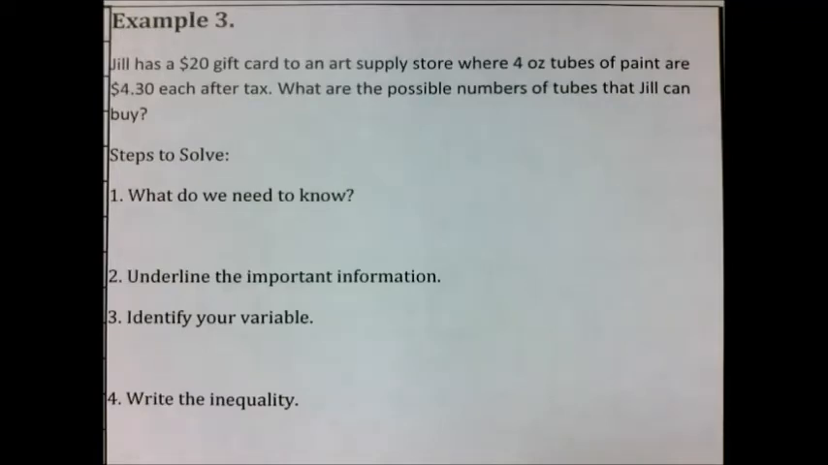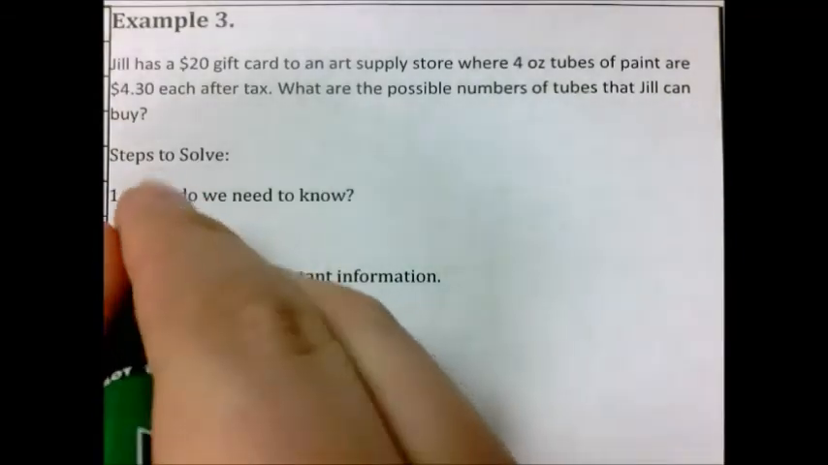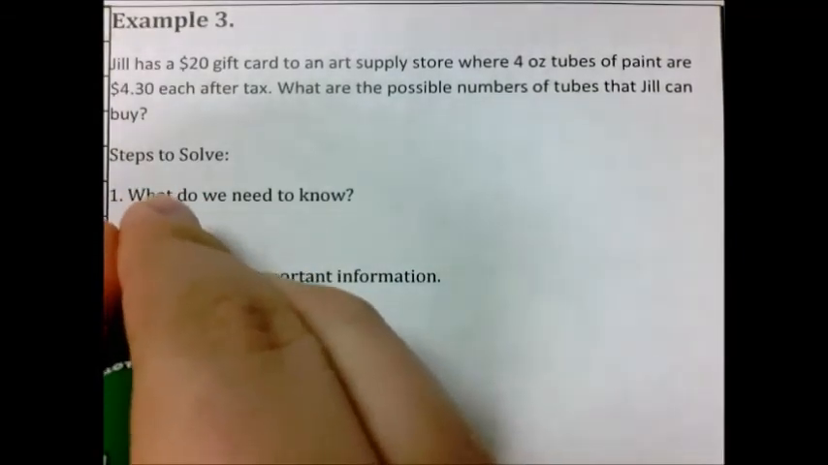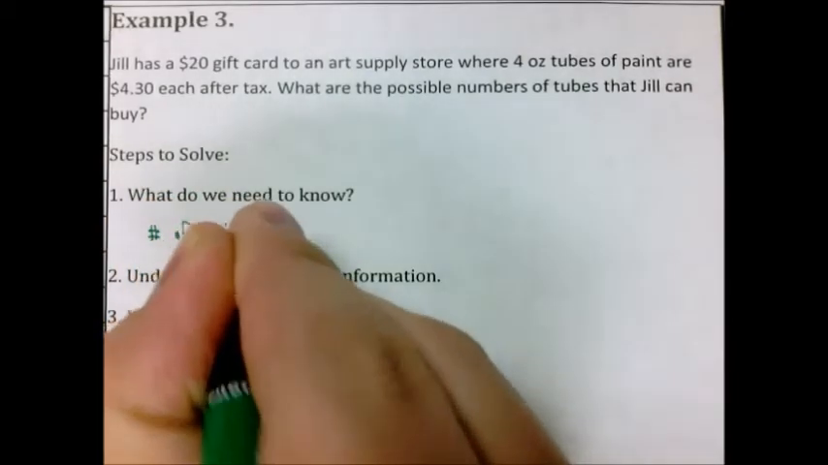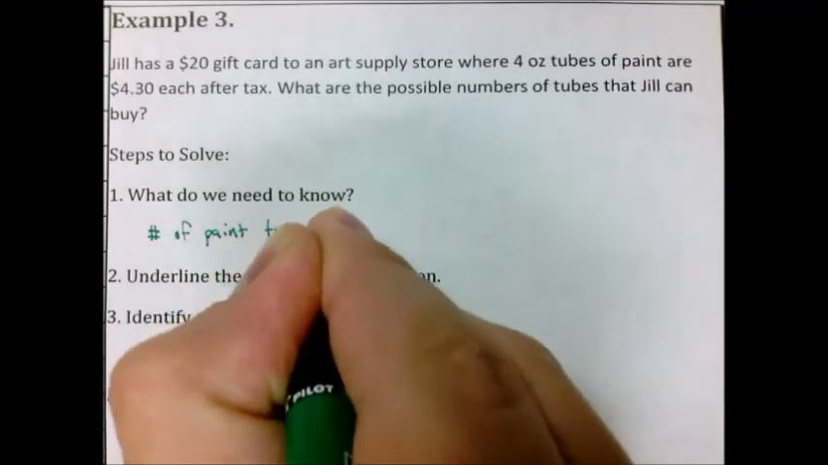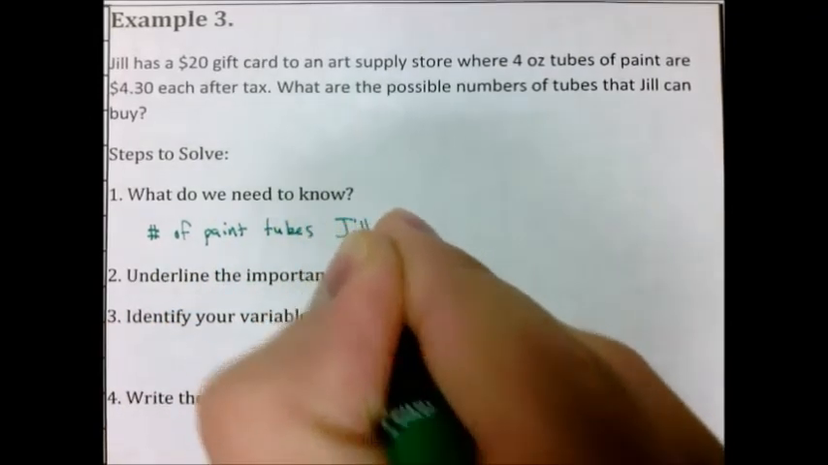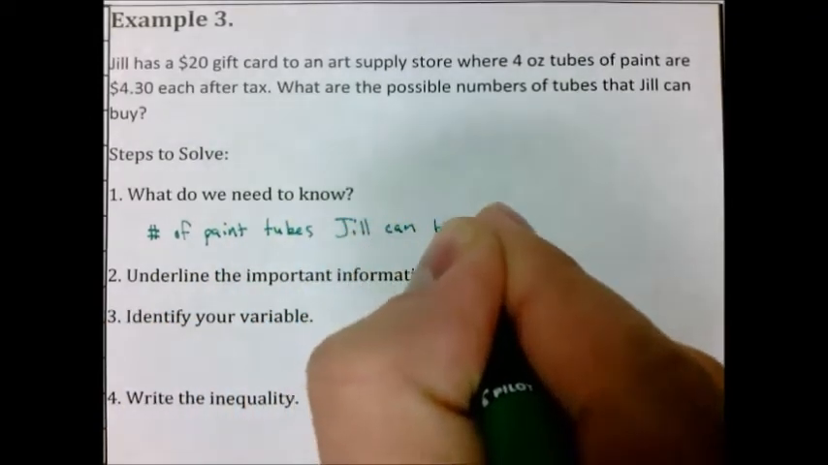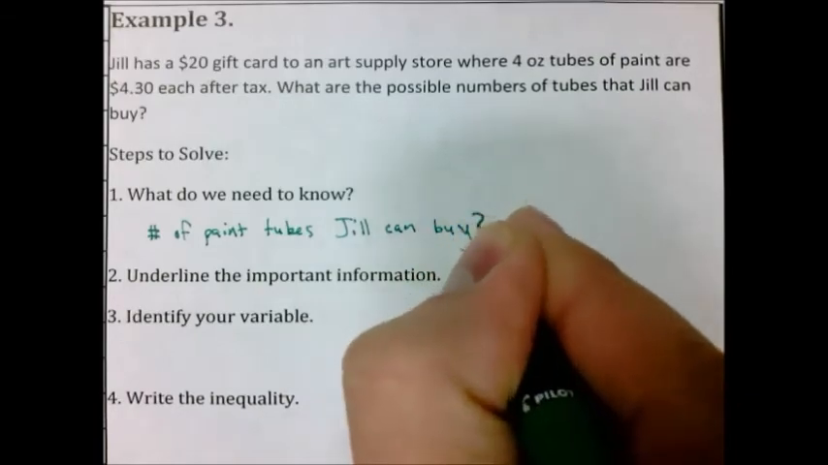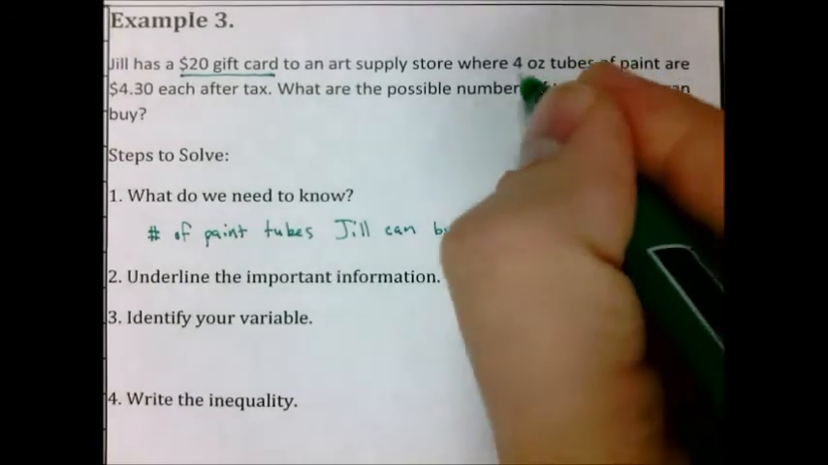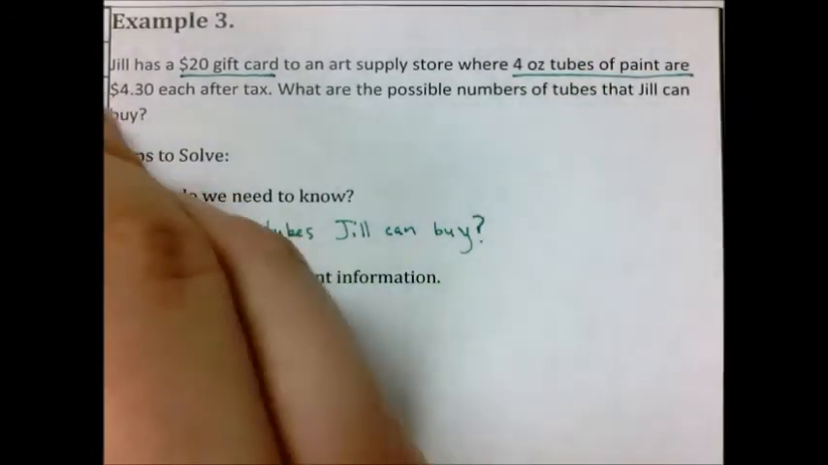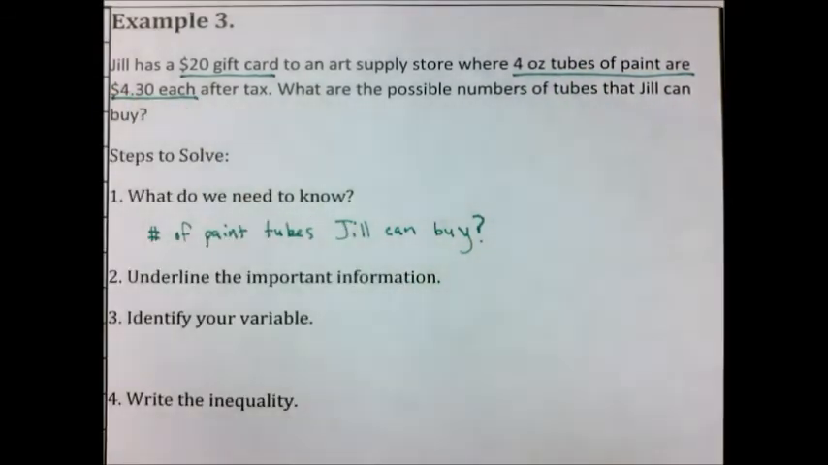The first thing we need to do is answer what do we need to know, and we want to know the number of tubes Jill can buy. So the number of paint tubes Jill can buy. And if we go back and underline the important information, we know that she has a $20 gift card and she's trying to buy 4-ounce tubes of paint that are $4.30 each after tax.